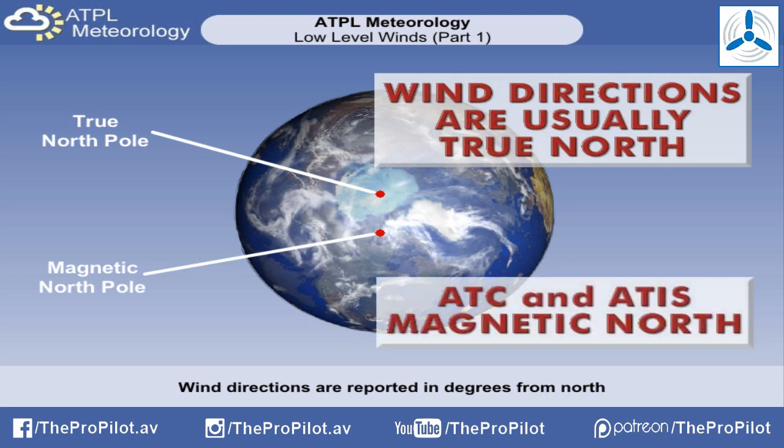There are rare occasions when the reported winds are given as magnetic wind directions and not true wind directions. These are typically whenever wind is reported by an air traffic controller from a tower and in the recorded Aerodrome Terminal Information Service, or ATIS.